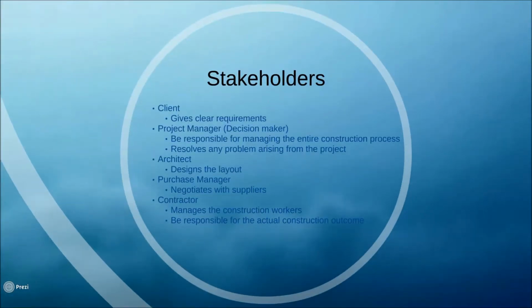Safety concerns during construction work arise, which concern a particular part of the organization, namely the construction workers. The stakeholders concerned with the above-mentioned risks include the client, project manager, architect, purchase manager, and contractor. Their responsibilities are listed here. For instance, the client is required to give clear requirements, which may avoid miscommunications on the function of process. The project manager is responsible for managing the entire construction process and resolving any questions and problems arising from the projects. The architect is responsible for designing the layout, and hence he is also responsible for the function of process. The purchase manager and contractor have their own responsibilities to avoid risk too.